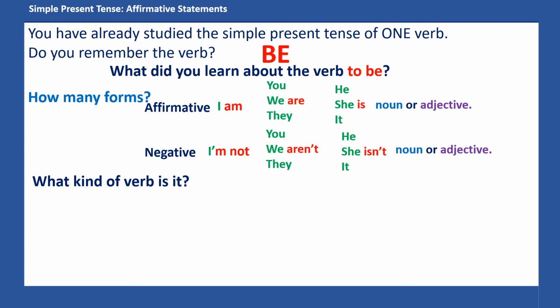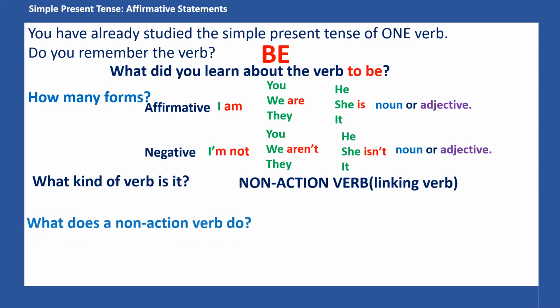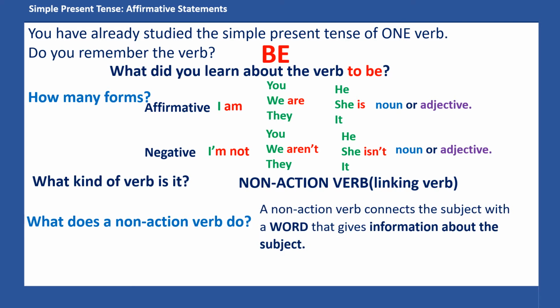What kind of verb is it? It's a non-action verb. It's a linking verb. It joins, it connects. What does a non-action verb do? A non-action verb connects the subject with a word that gives information about the subject. So let's look at an example.